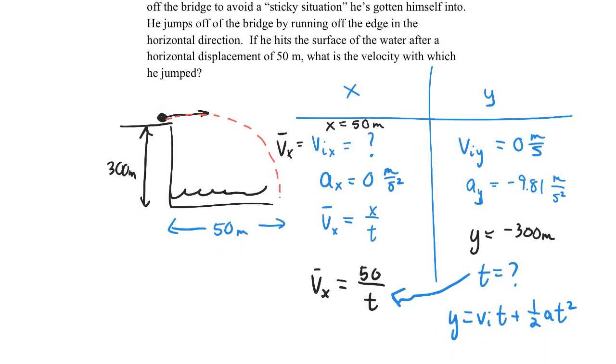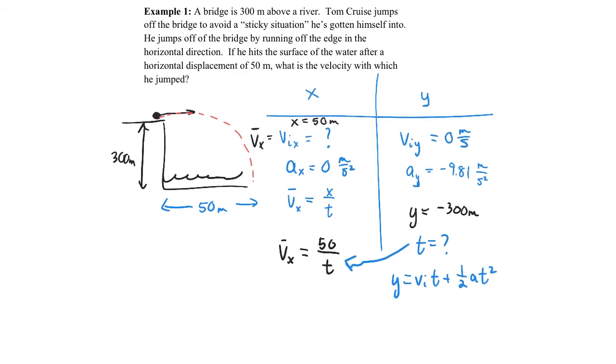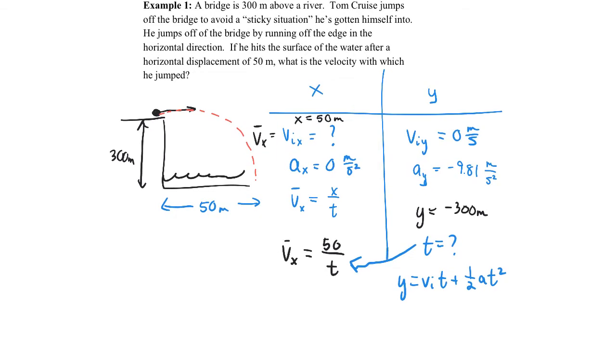1/2 at squared. Now remember that I'm only looking at the y direction with this equation, so I'm not confusing this with the x direction. Please, people, do not try to plug in the v and the x here. This is the v from the y. The acceleration here is negative 9.81. It's not zero. That was the x direction. We're done with the x direction right now. We're focused on the y direction. So we can plug in to solve for time.